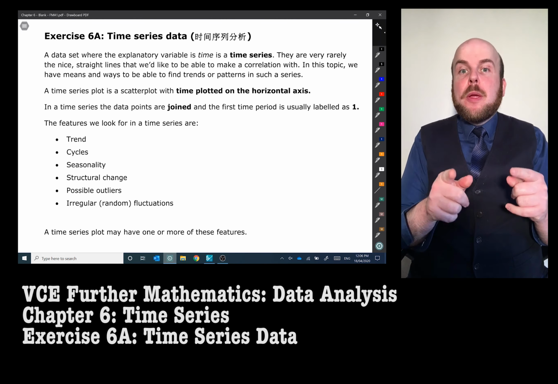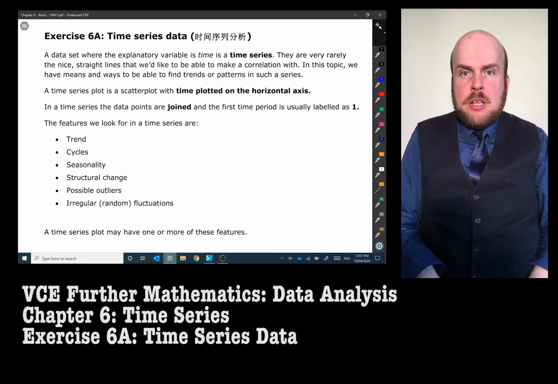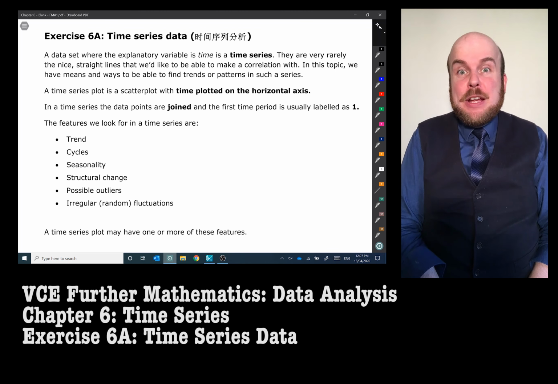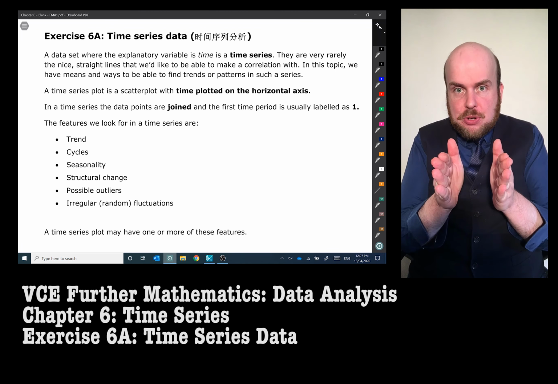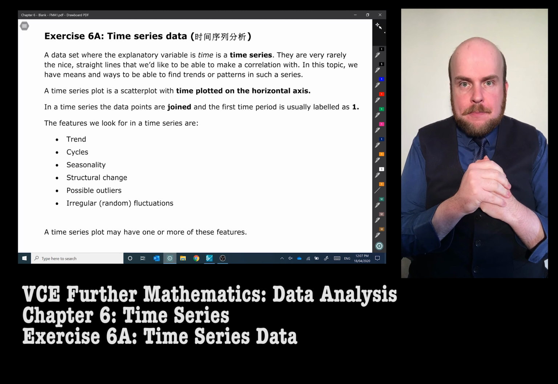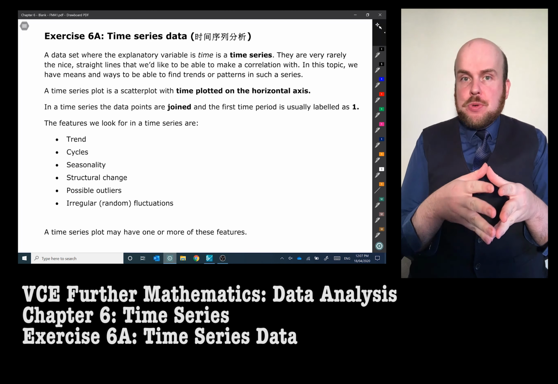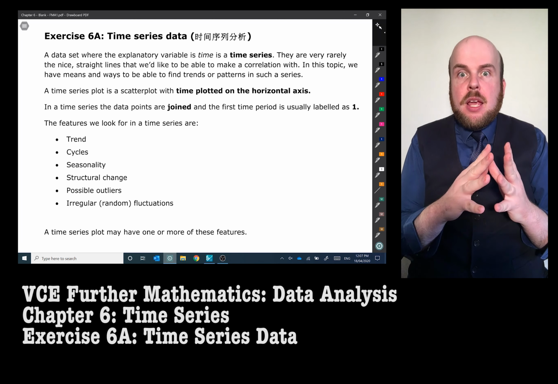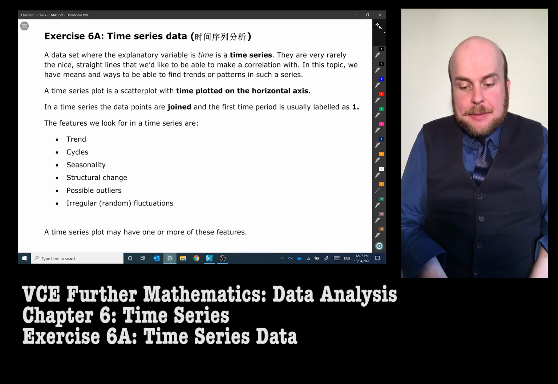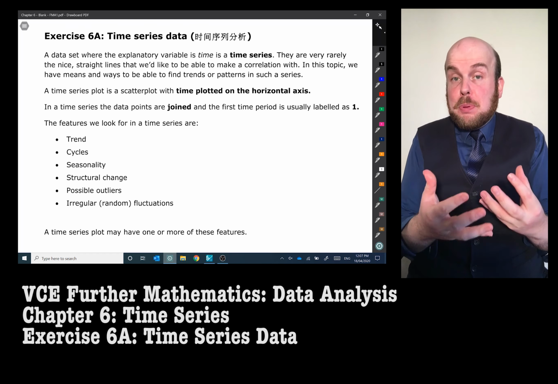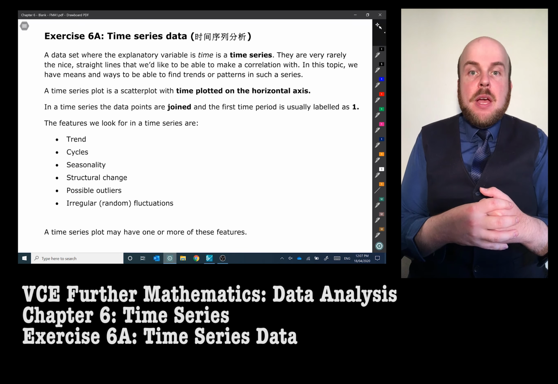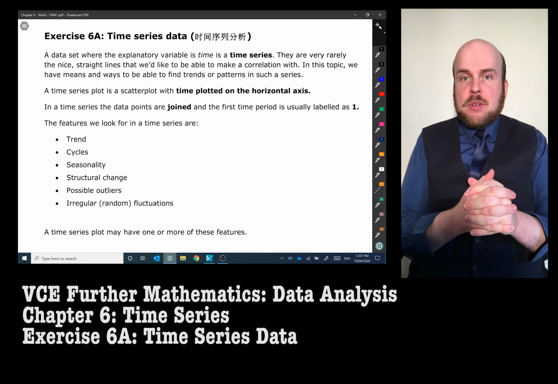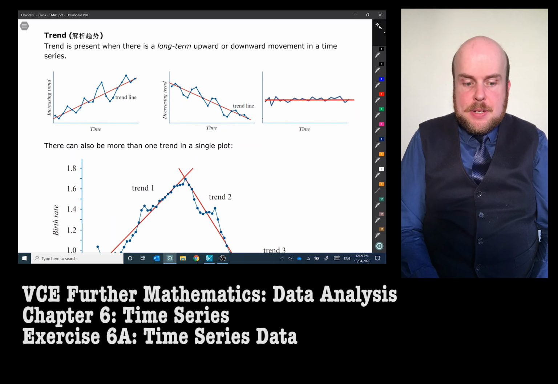Chapter 6 is all about time series. So what is a time series? Well, essentially it's just any graph where the explanatory variable, a lovely horizontal one, is time, usually indicated in either hours, days, minutes, months, years, whatever the case might be. We tend to plot a time series much in the same way that you would plot a scatter plot or anything along those lines.